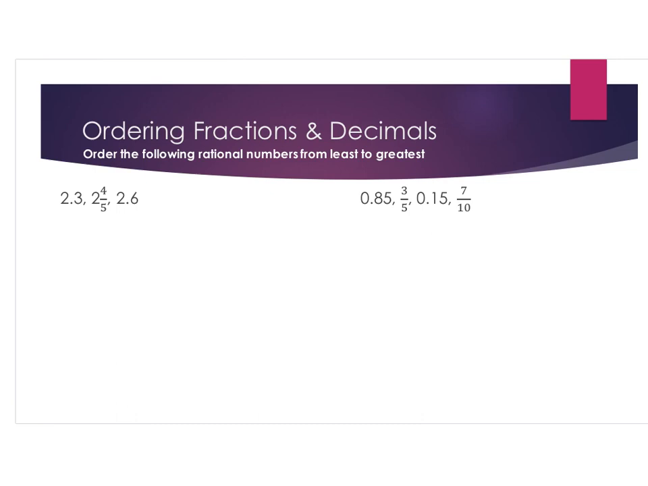Since I want to order these rational numbers from least to greatest, and I have two numbers that are already decimals, I'm going to change this fraction into a decimal. You could also decide that you want to change these two decimals into fractions. It's going to give you the same answer, but just to make this quicker, since I already have two decimals, let me just change my third number into a decimal.